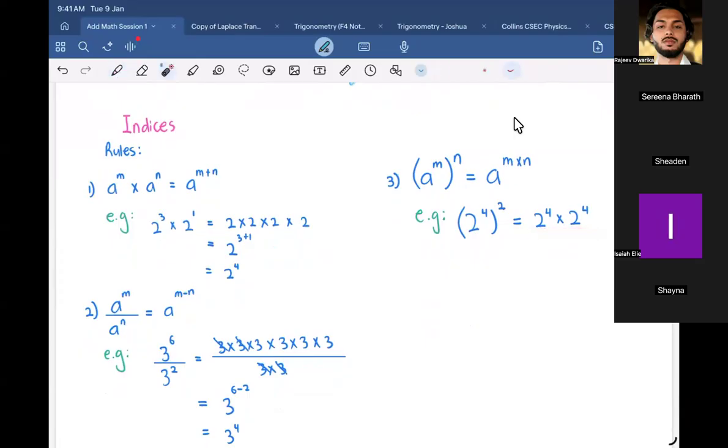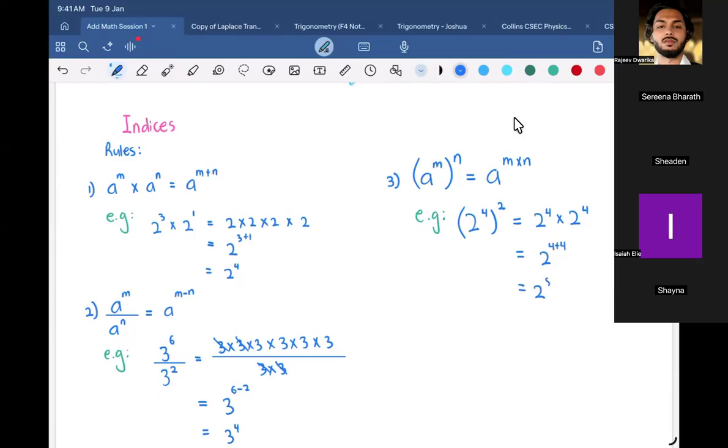If we're doing this, we now have the same base being multiplied. So what would you do with the powers? Add them, right? So you end up with 2 to what power? 2 to the power of 6. Oh, sorry, 8. Right, 2 to the power 8.